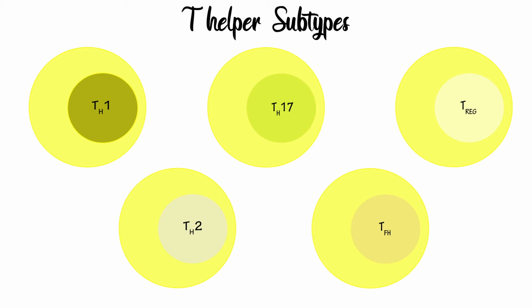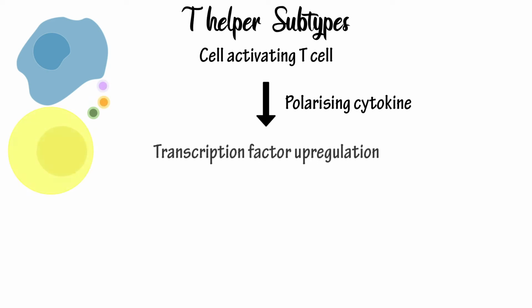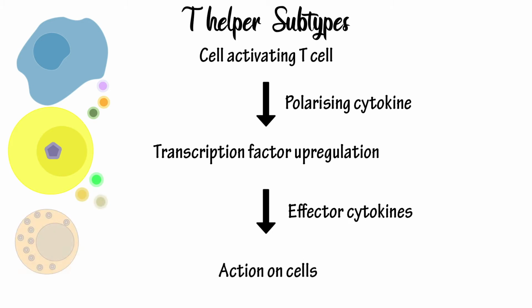Now this sort of immunology has little context. It can seem like a bunch of random numbers and letters, but to make it easier, organize things as flowcharts. So for each of these subtypes, they have a polarizing cytokine that upregulates a transcription factor that leads to other cytokines being released and having actions on certain cells. It's also important to note that these polarizing cytokines can be released by a range of cells, and we'll explore this further as we go through the video.